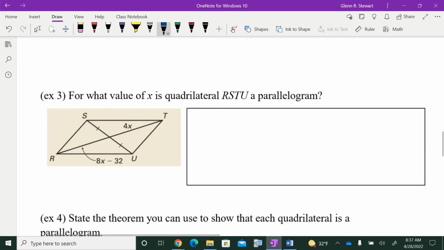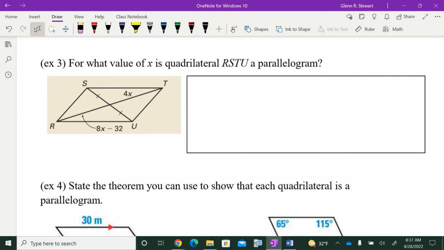All right, let's go ahead and move to this next one here. We really don't have that much. Example 3 says, for what value of x is quadrilateral RSTU a parallelogram? 4x, by the way, is not the angle. It's that measure here. So this is what we're looking for: 4x compared to the 8x minus 32. What could we do to those in order to determine if this is a parallelogram?